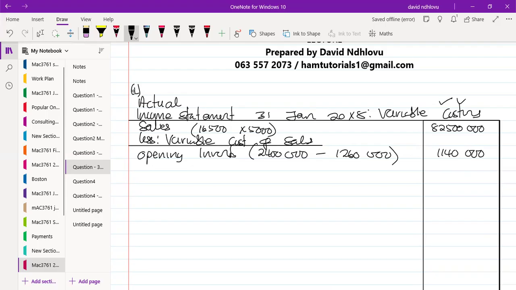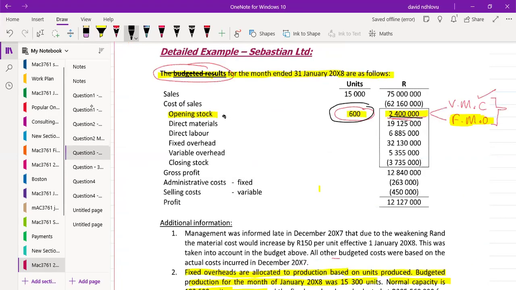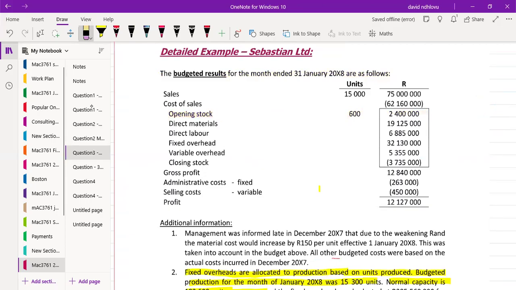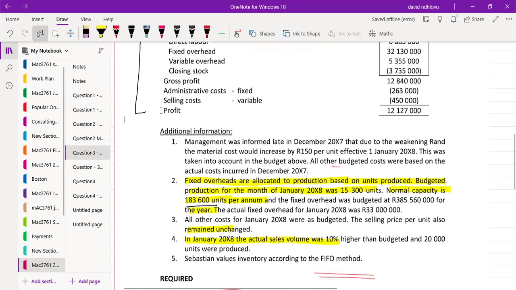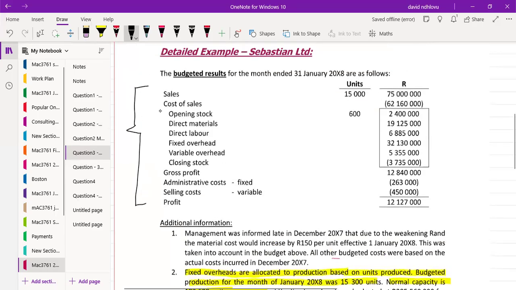Right, however, in the information provided, we have been given a budgeted income statement here. When we go to the budgeted income statement, this is going to be our base because most of the information is going to come here, and you were told that in the question. Remember, this is a budget, of course, but we want the actual. All other costs for January were as budgeted. So we are saying the budget and the actual, the information is the same in most instances. So we are going to base our actual calculation on the budget.